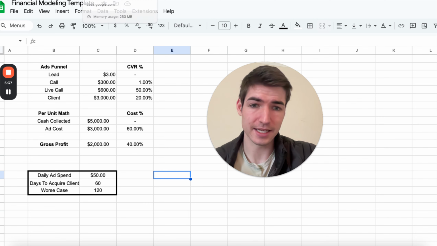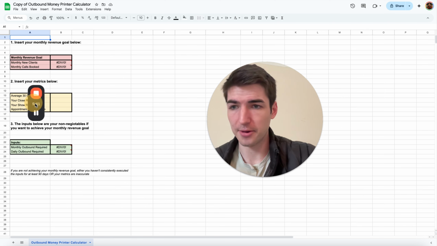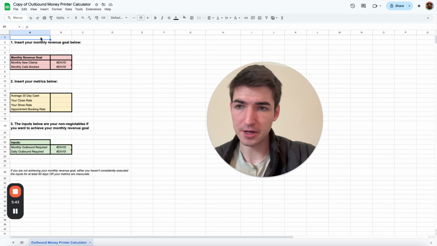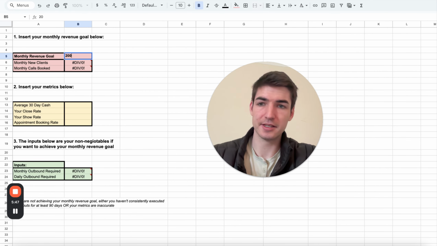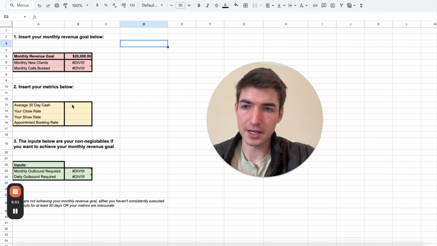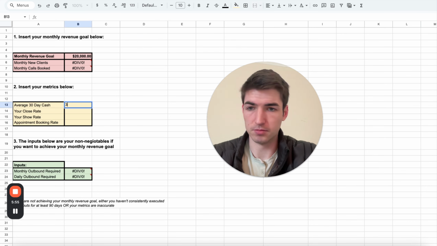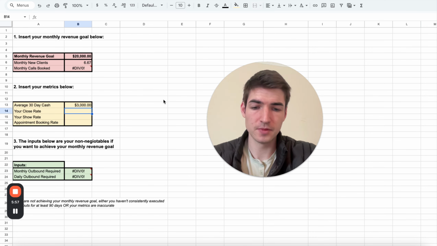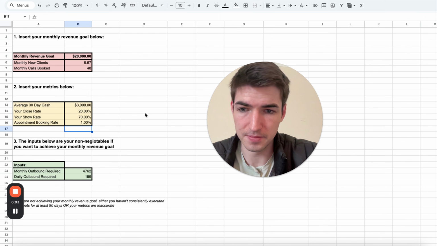Now let's go over a DM scenario right here. So this is our outbound money printer calculator. Basically what we do here, put in your monthly revenue goal. So let's zoom in here a little bit. Let's say you just want to make 20K a month. Basically, we put in our metrics below here. So let's say average 30-day cash. Let's say we have a 3K offer, nothing too crazy. Let's say our close rate is 20%, show rate is 70%, appointment booking rate, let's say this is 1%.